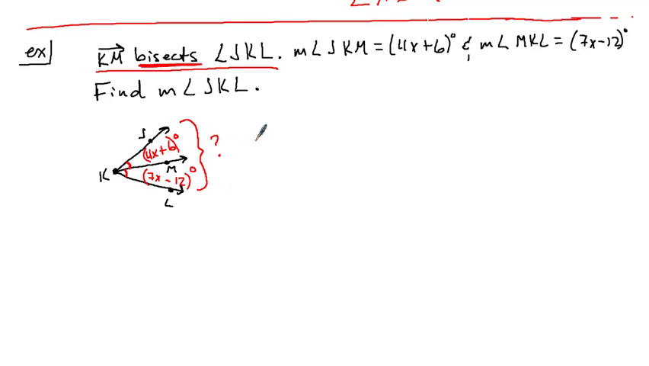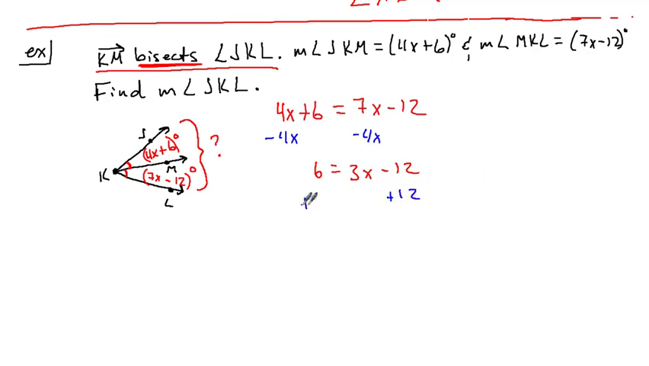So the only bit of information we know is that these two angles are congruent. So we start with that. 4x plus 6 is equal to 7x minus 12. And from there we get into something very familiar, which is our algebra that we're all very comfortable with. So 6 equals 3x minus 12. We solve this out and we come up with x is equal to 6.